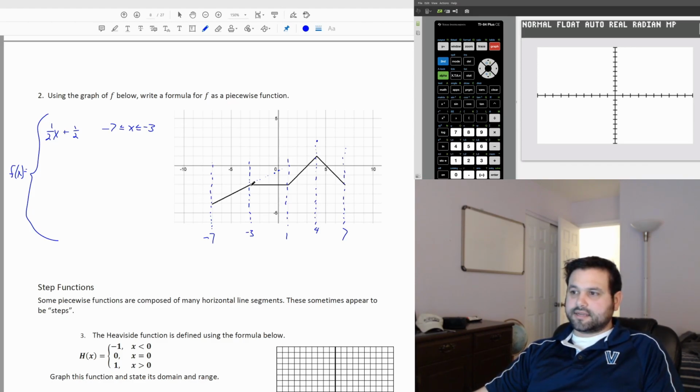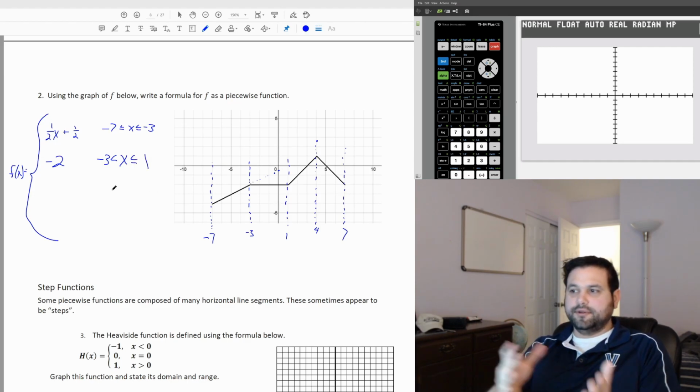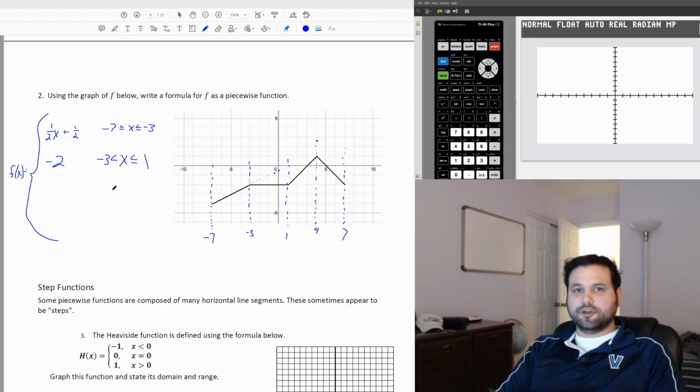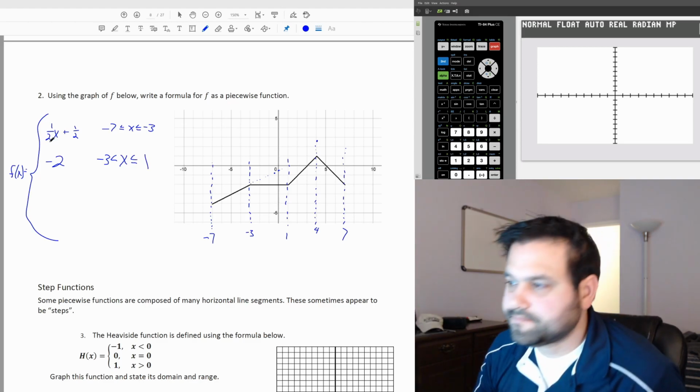Okay? Next one is a horizontal line at what y value? -2. So it's just -2. And when do I use that rule? From -3 to 1. So from -3, and can I include -3? Hopefully you said no, because we've already included it. Can I include 1? Yes, because I haven't used that before. Okay, and this is just how I do it, right? I go from left to right, figure out the slope, y-intercept, write the domain.